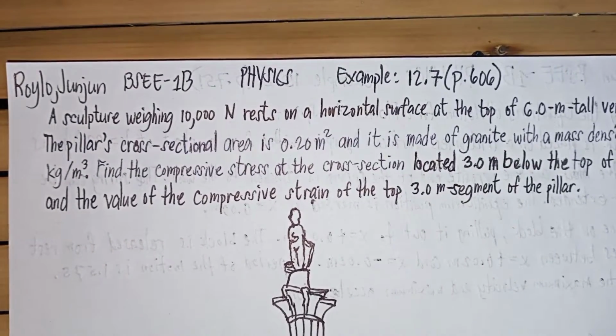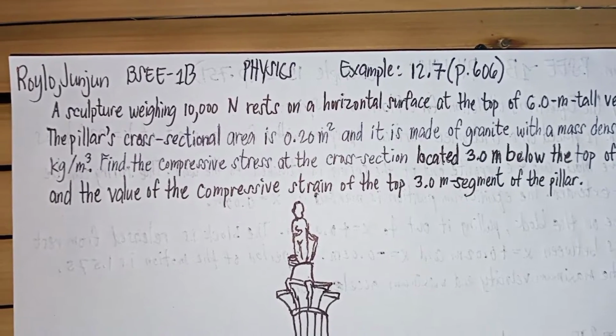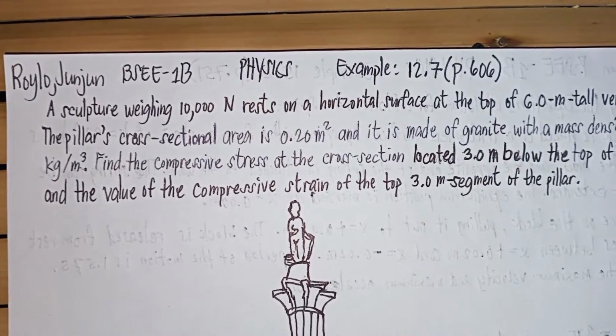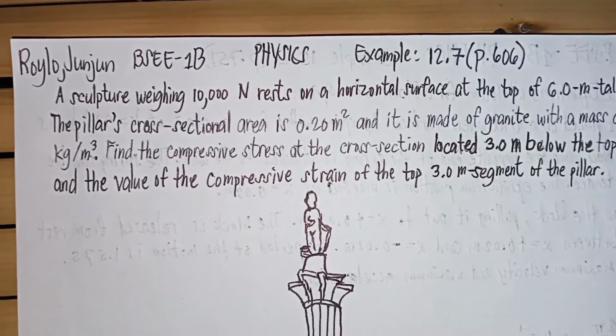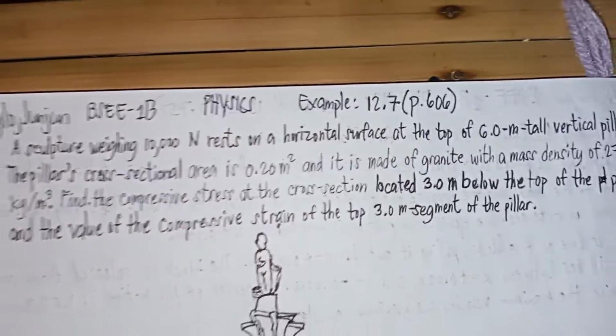Find the compressive stress at the cross-section located 3 meters below the top of the pillar and the value of the compressive strain of the top 3 meters segment of the pillar.